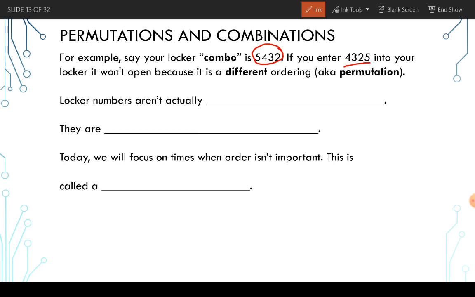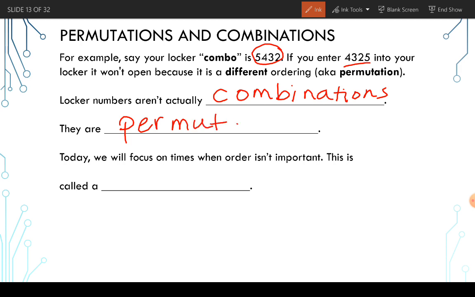In this case, the order of these numbers actually matter, okay? So locker numbers aren't actually combinations. We call them locker combinations, but that's not actually correct. What we should be calling them is locker permutations, okay? They are actually mathematically called permutations. So next time you're in the hallway or you're talking about your locker and how to get into it, you should say locker permutation, not locker combination, okay? So today we will focus on times when order is not important, and that is called a combination. We will surely learn more about permutations later.